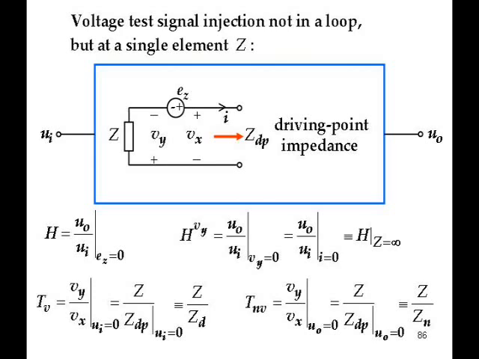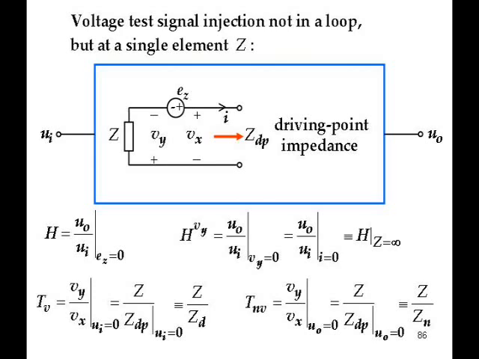Finally, TnV is the same ratio of Vy over Vx in the presence of Ui, so this is double injection again, but adjusted to null the output signal UO. And again, it's simply the same ratio, except that ZdP is a different value this time, because the signal conditions in the rest of the circuit are different. Ui is present now, and it wasn't before. So ZDP with the output null is a different quantity designated Zn, the null driving point impedance.